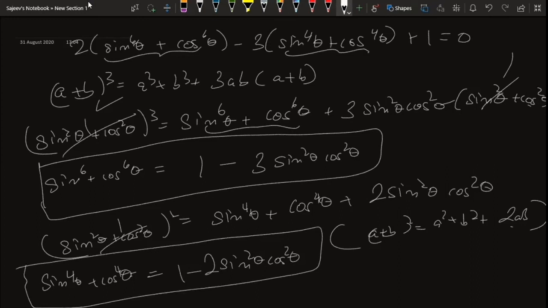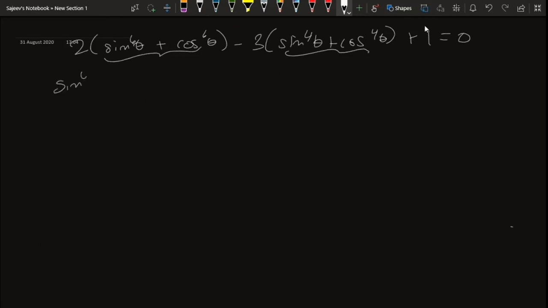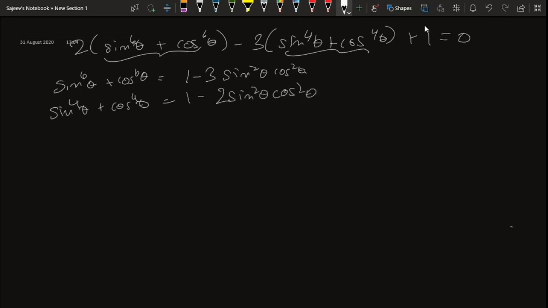Now let me substitute these two values in our question and let's see what we get. So we know that sine power 6 theta plus cos power 6 theta is 1 minus 3 sine square theta cos square theta, and sine power 4 theta plus cos power 4 theta is 1 minus 2 sine square theta cos square theta. Okay, so let me substitute. I get 2 into 1 minus 3 sine square theta cos square theta minus 3 into 1 minus 2 sine square theta cos square theta plus 1.